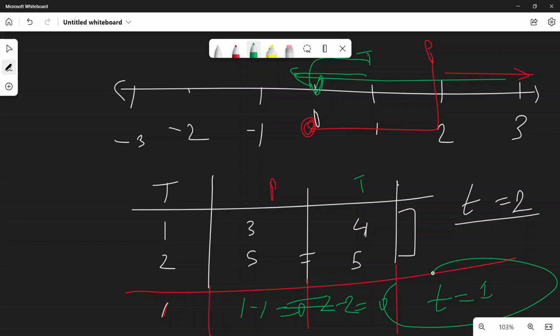And the third situation is if both are at the same coordinate, then the time required is 0. This is the basic one also.